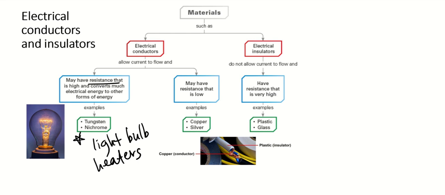But we also have electrical conductors that have very, very low resistance, like copper and silver. They are used in our wires, in our cables. Then electrical insulators will be like plastic and glass. They do not allow current to flow. Sometimes we use them in safety boots.